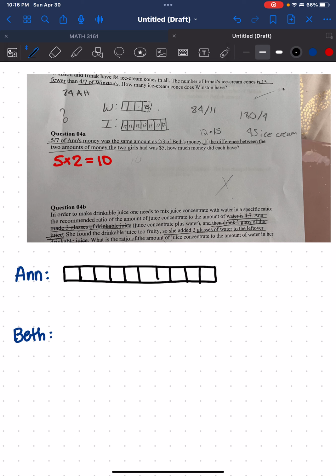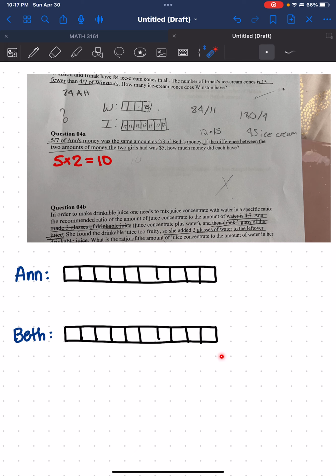Okay, so now that I have my 10 boxes, I'm going to go ahead and draw out the sections. So I'm going to put in 5 sections because this is representing 5/7. And then I'm going to draw 2/3, 2 sections down here because it's 2/3 of her money. So let's start with Anne.